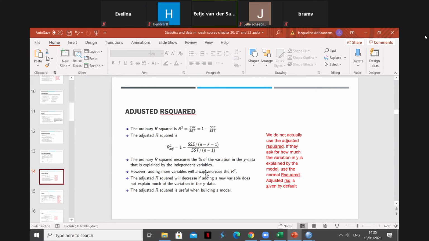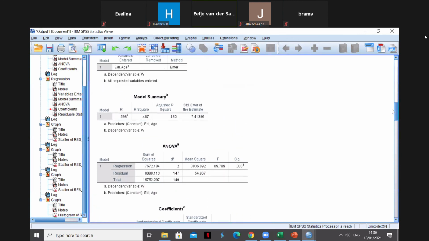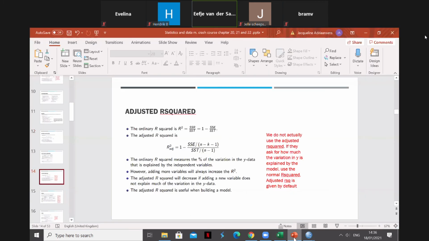One thing, you don't actually use the adjusted R-squared, it's just included. If they directly ask for it, it is in your model here. Here is your R-square, and here is your adjusted R-squared. You see it's lower, it's always lower, because this is always too high. But you don't usually use it, because you only use it for making a model, but it doesn't explain anything.